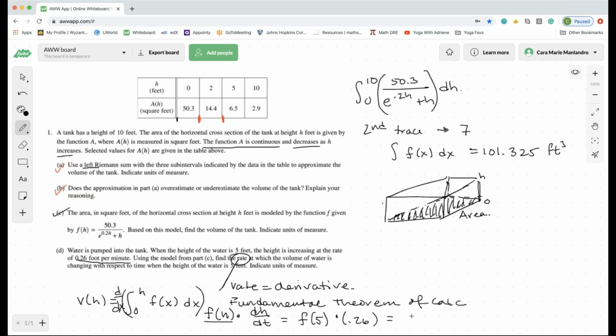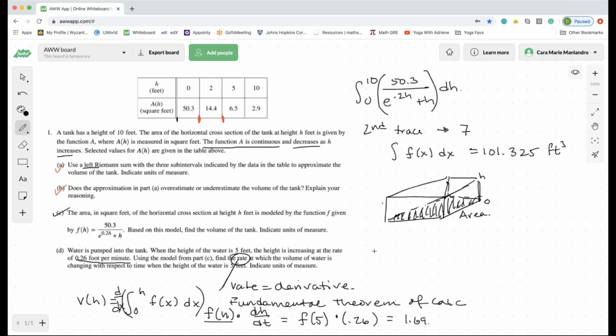Yeah? Okay. All right, so let's get a number. 50.3 divided by e to the 0.2 times 5 plus 5. All right, I got something that looks like 1.69.